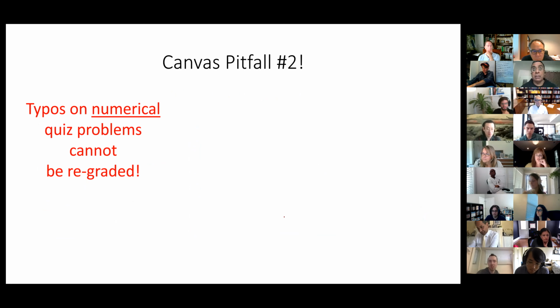Okay, so pitfall number 2 is when you make a numerical entry quiz on Canvas. If you make a mistake in putting in the answer, and you change the number afterwards, after the students have taken the quiz, Canvas will not automatically regrade. You will have to regrade by hand.